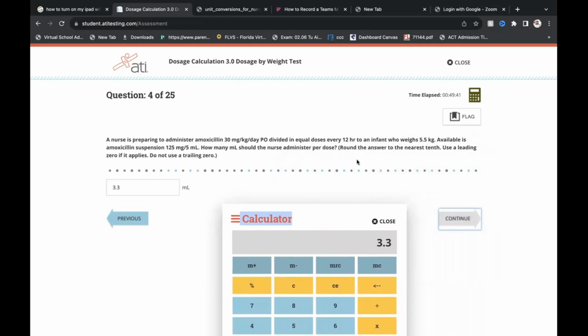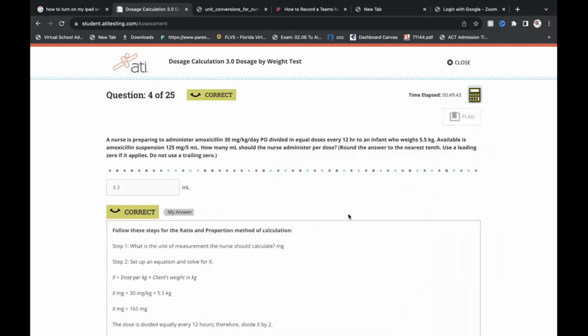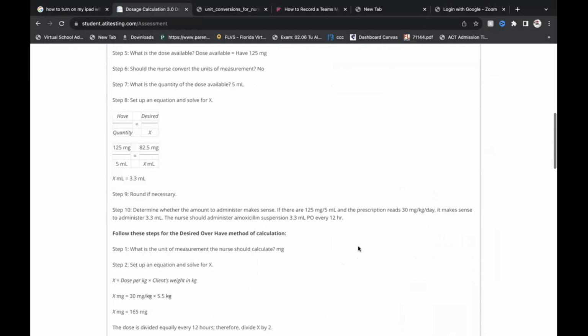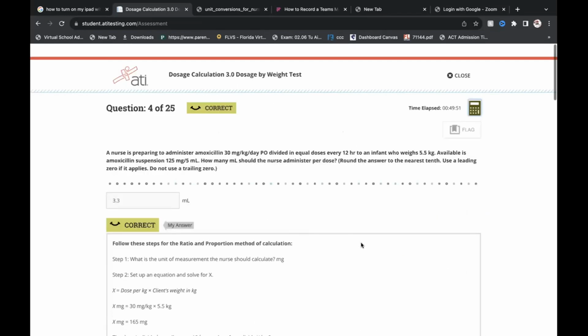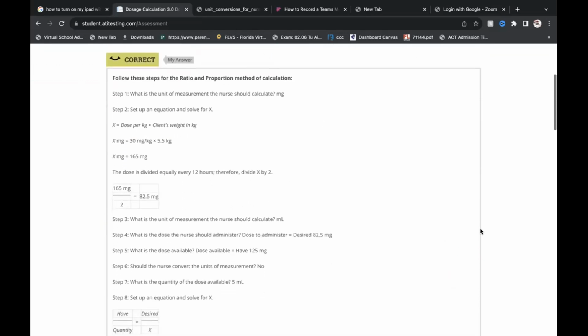Let's see. Correct. Now, I do want to say I don't look at these explanations because it's just too many words and it's too much for me. But you can go ahead and look at these explanations to see if they help.